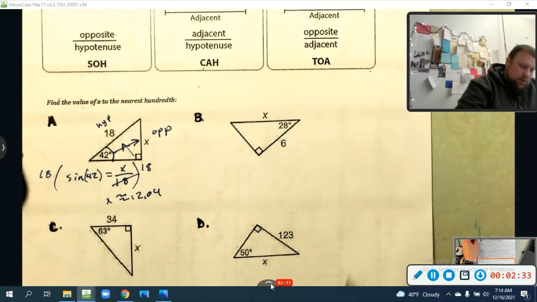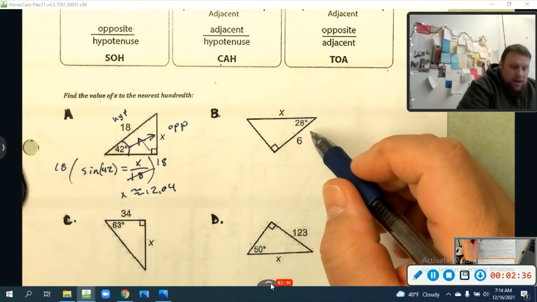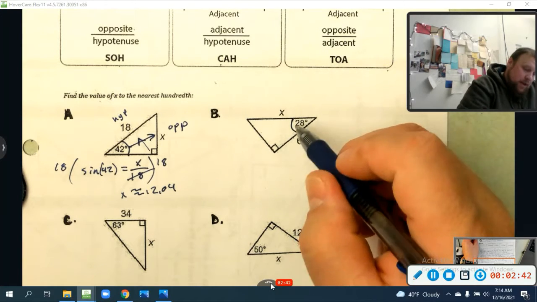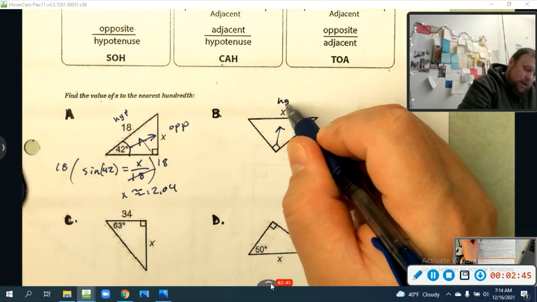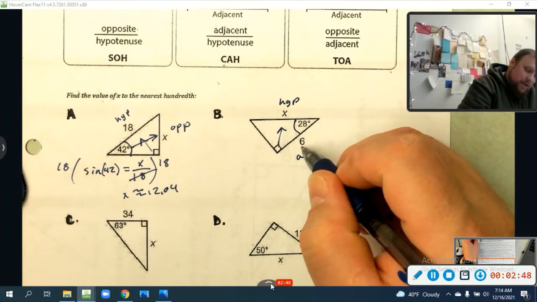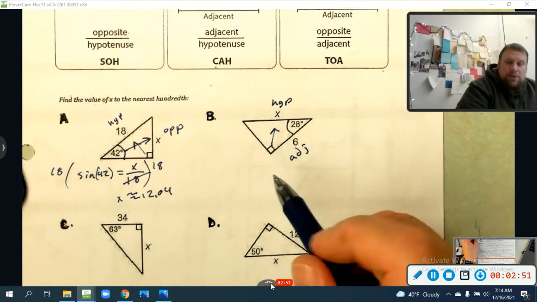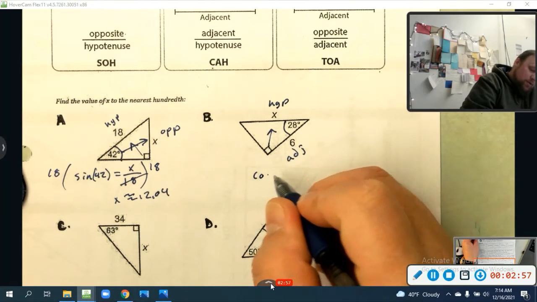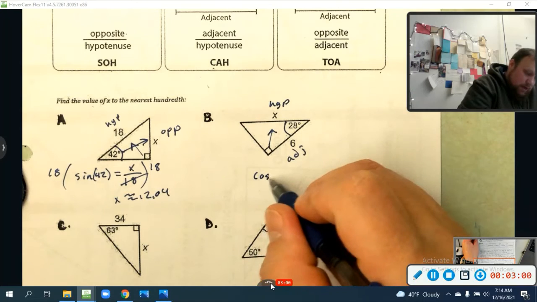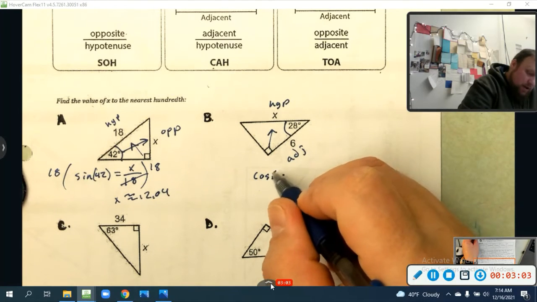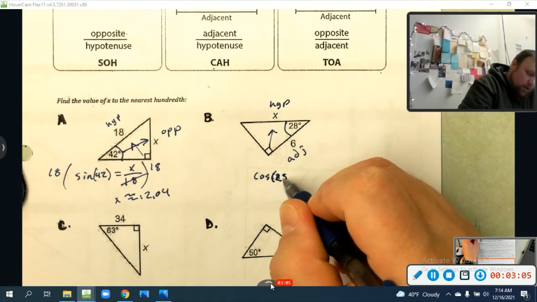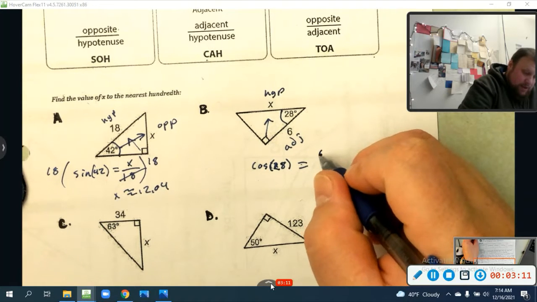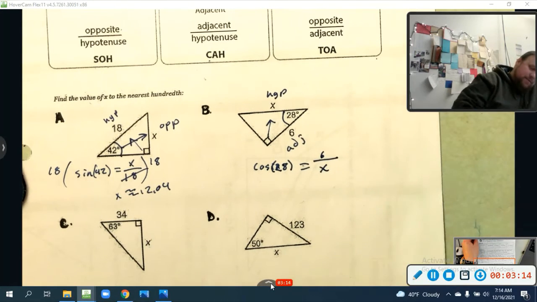All right, let's try the next one. We have an example right here. Here's my theta of 28 degrees, and my hypotenuse is right here. And what do I have? I have the adjacent. Which one deals with adjacent and hypotenuse? That is the cosine. So I know that the cos of 28 degrees is equal to my adjacent 6 over my hypotenuse, which is x.